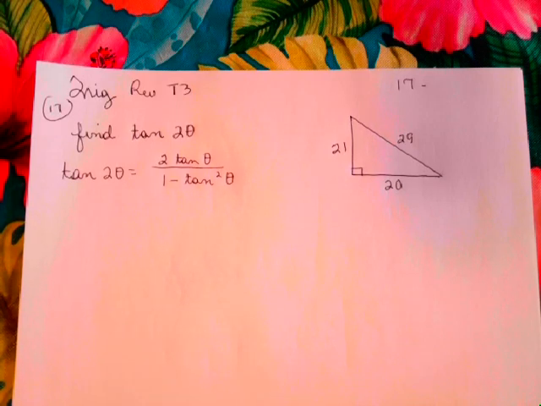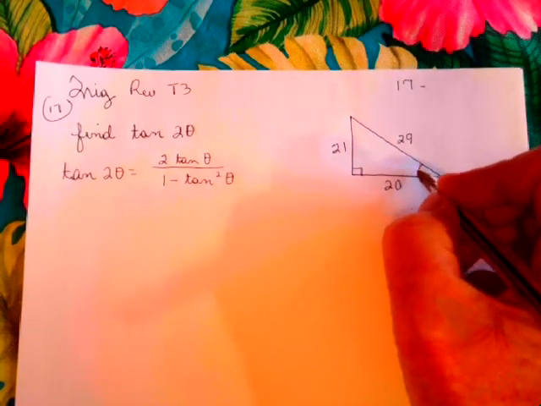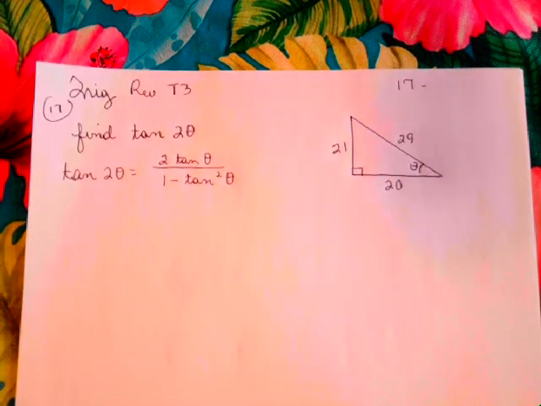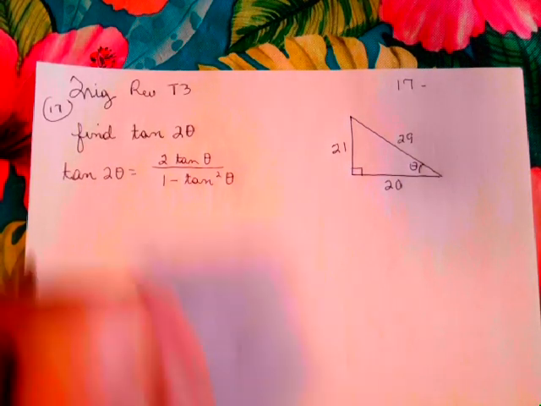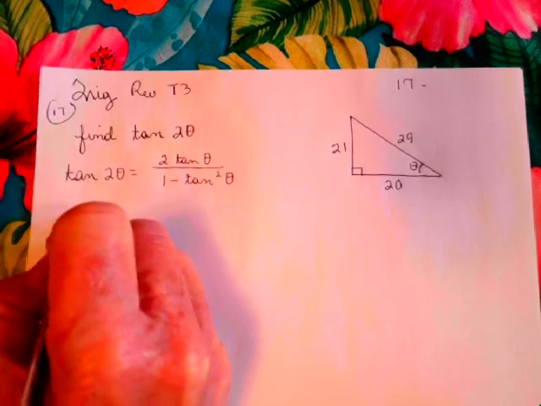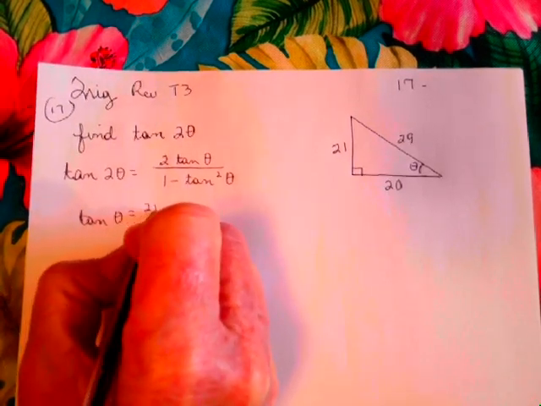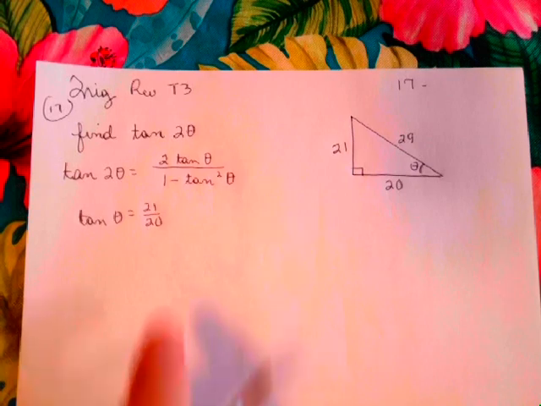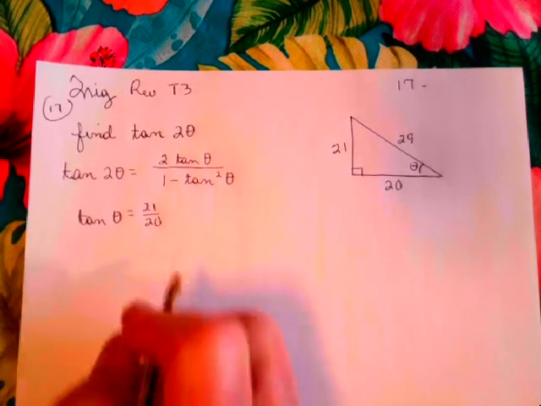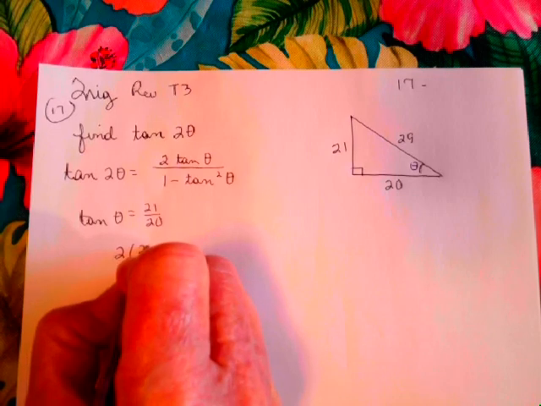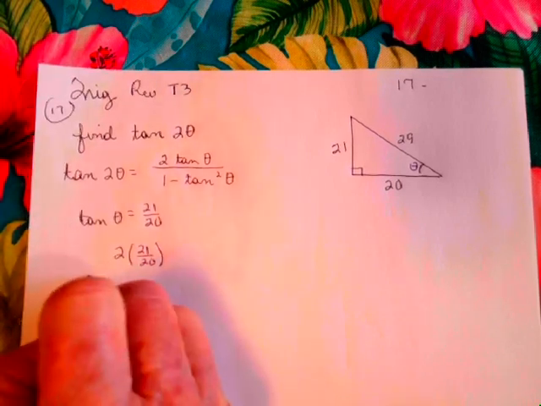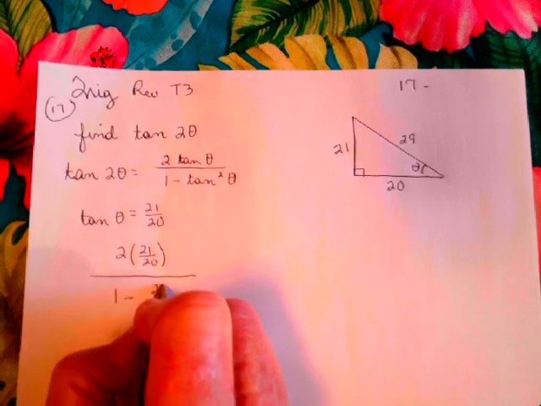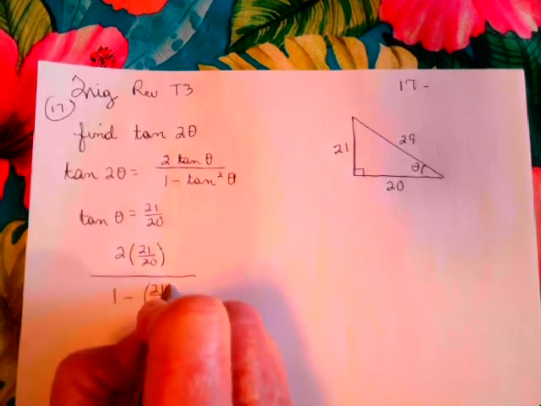For this problem, we look at our triangle, and this is the angle theta that they're talking about. You know that the tangent of theta will be 21 over 20. Substitute 21 over 20 in place of tangent of theta in this expression, and you have 2 times 21 over 20 over 1 minus 21 over 20 squared.